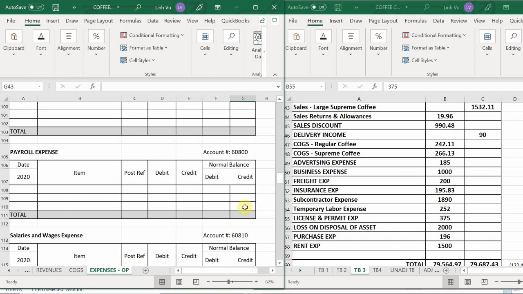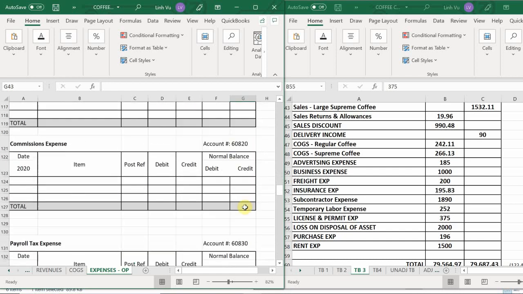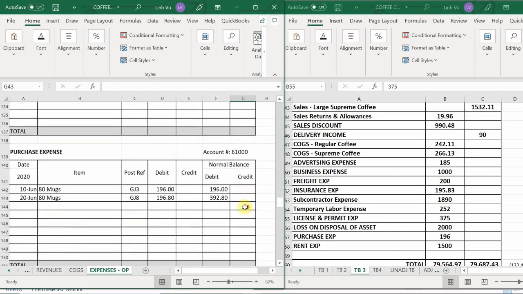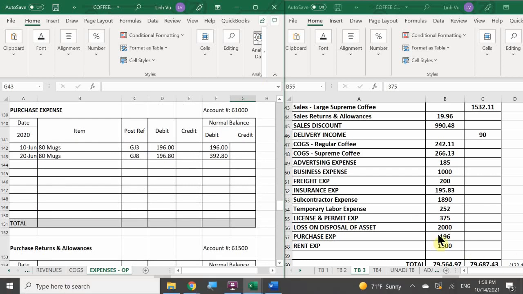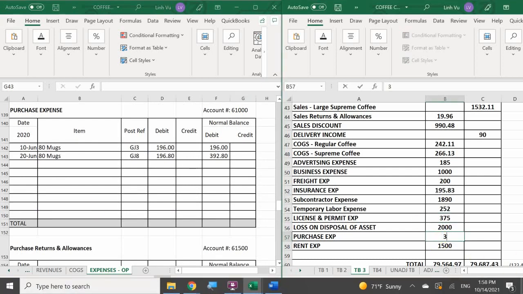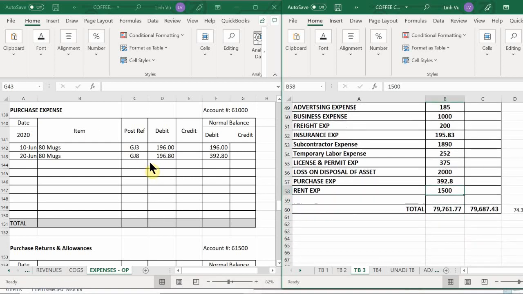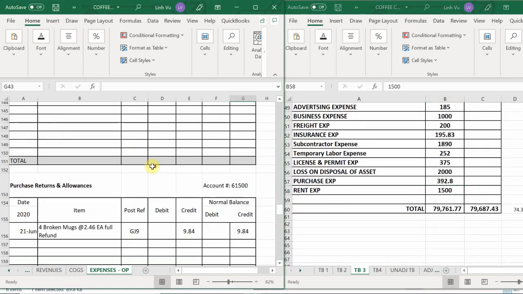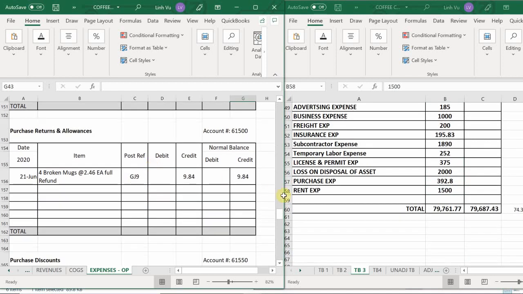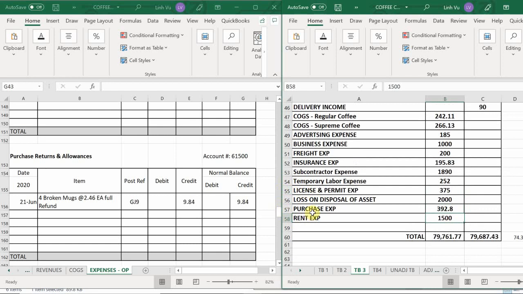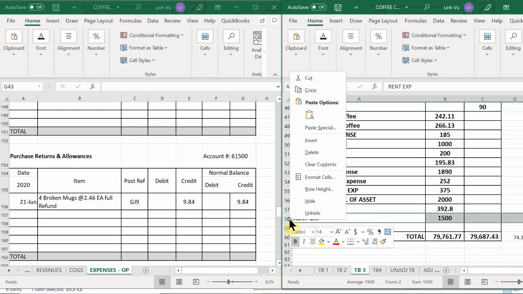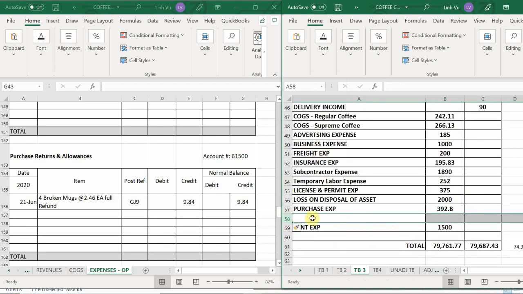Purchase, no, this is payroll. We don't have payroll yet. Commissions. What about purchase expense? We have a 392.80. Okay. And we also have, let's see, what else do we have? We have purchase returns and allowances. So purchase expense, purchase returns and allowances.